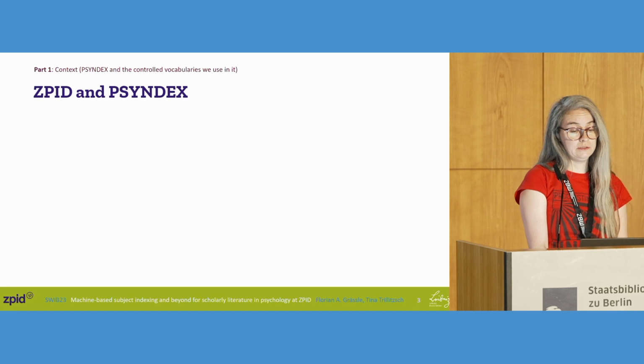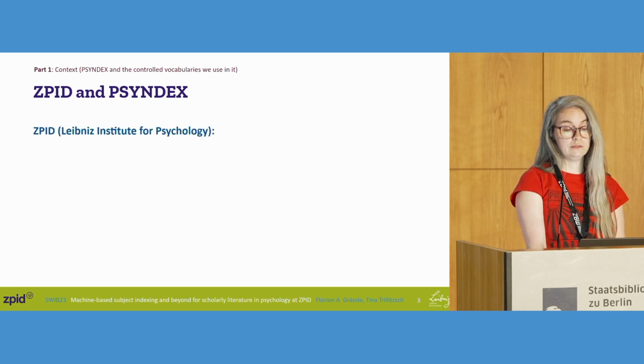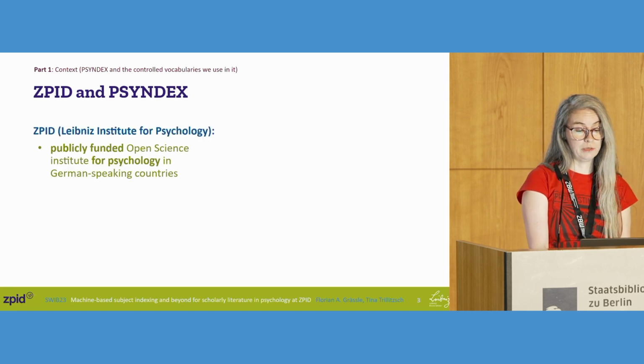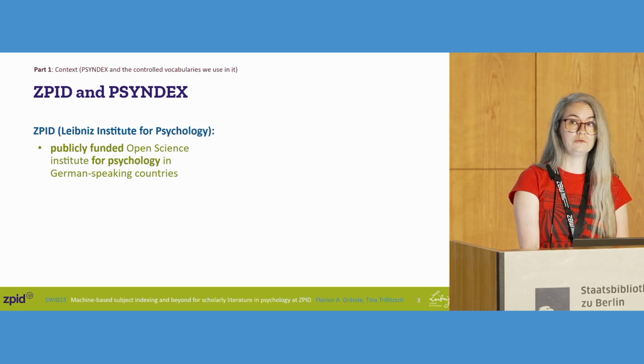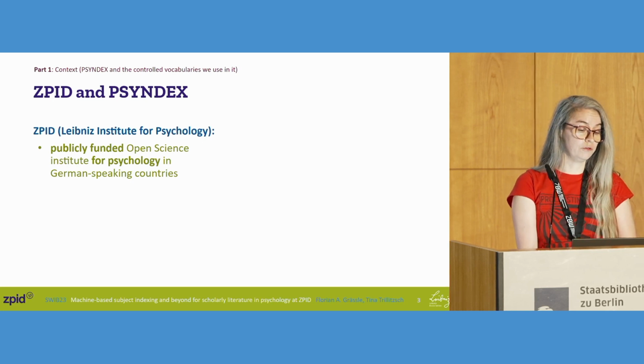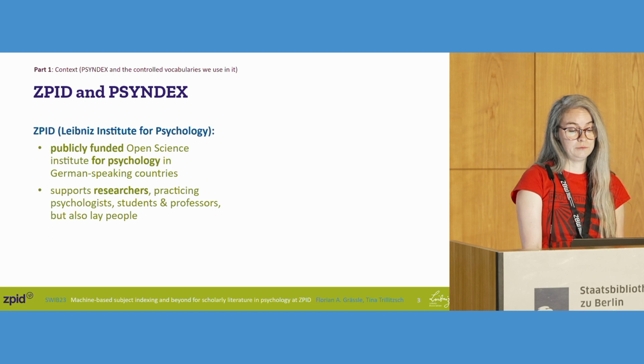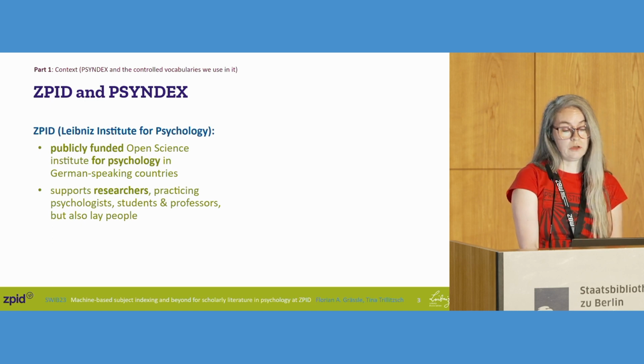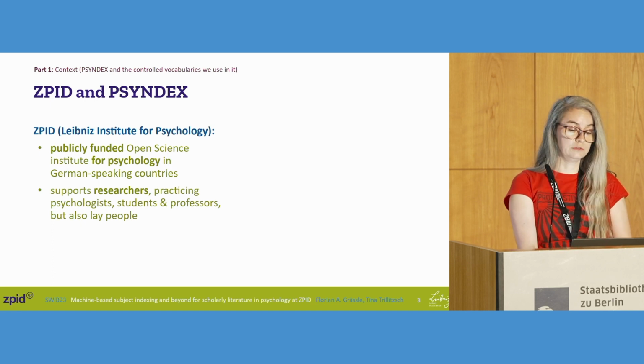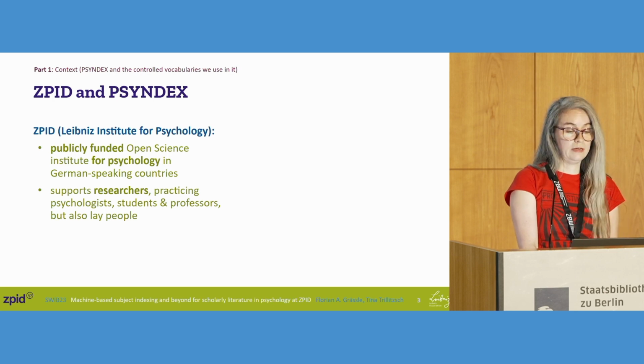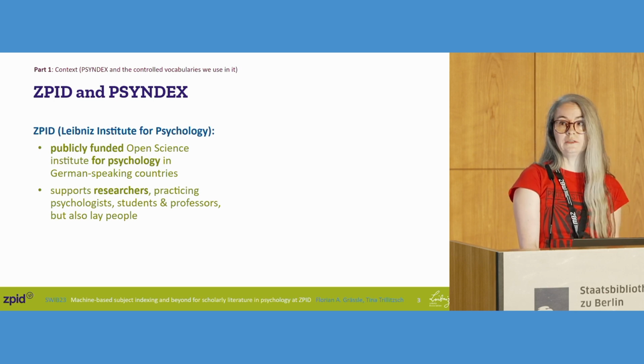So our institution is the Leibniz Institute for Psychology in Germany, and we're a publicly funded open science institute for psychology for the German-speaking countries. And we support mostly researchers, but also practicing psychologists, students, professors, and also provide psychology information for lay people.